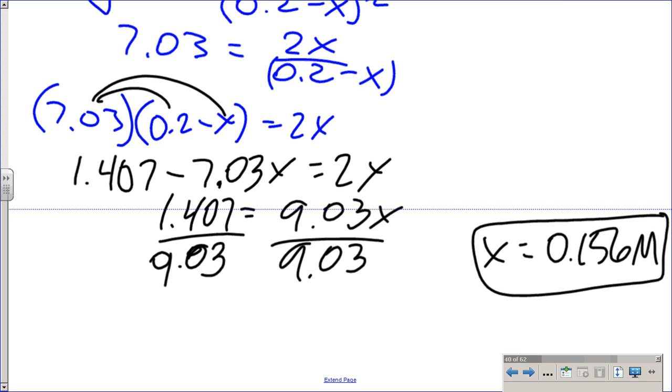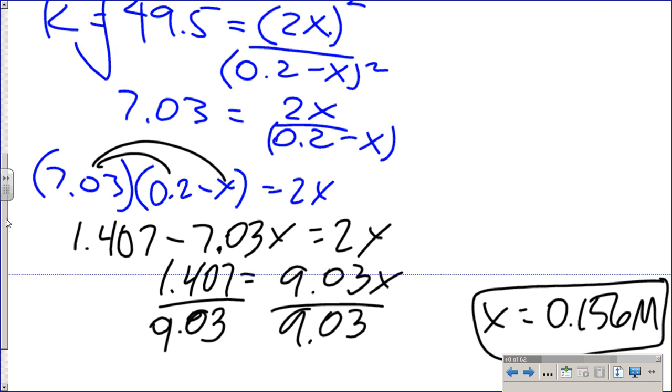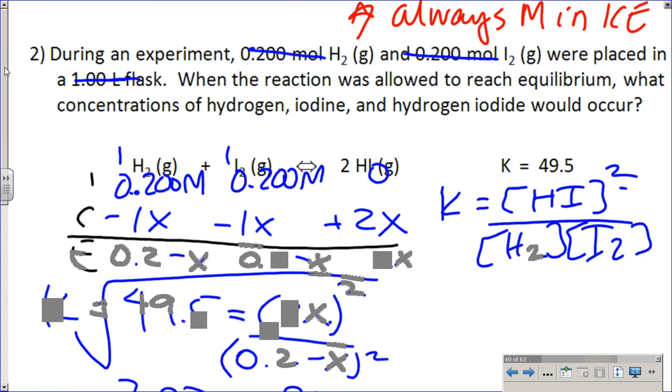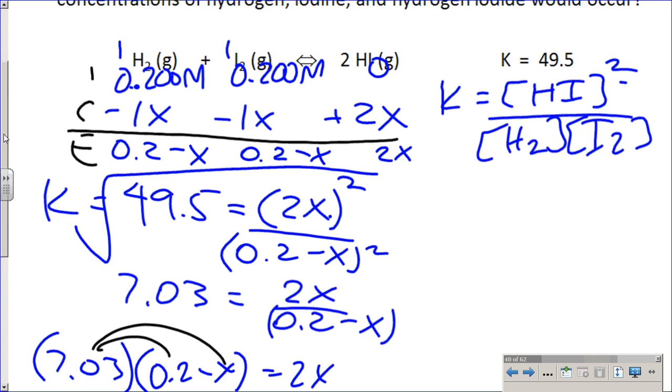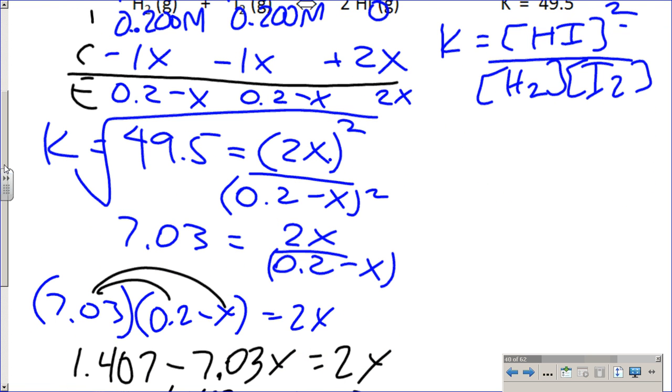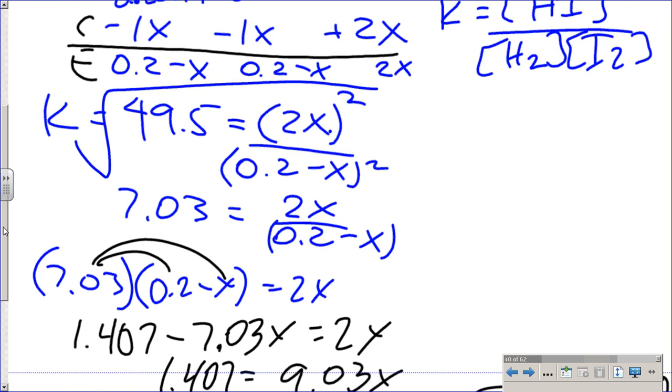All right, so is that our answer? No, that's just the baby step to get us to the answer. What is our question? Everything at equilibrium, right? We're looking for the concentrations at equilibrium. So why do we solve for x? To get the equilibrium values, right? So we're plugging 0.156 in for x. Oops, sorry, there it is right here. So you guys tell me what your concentrations are.